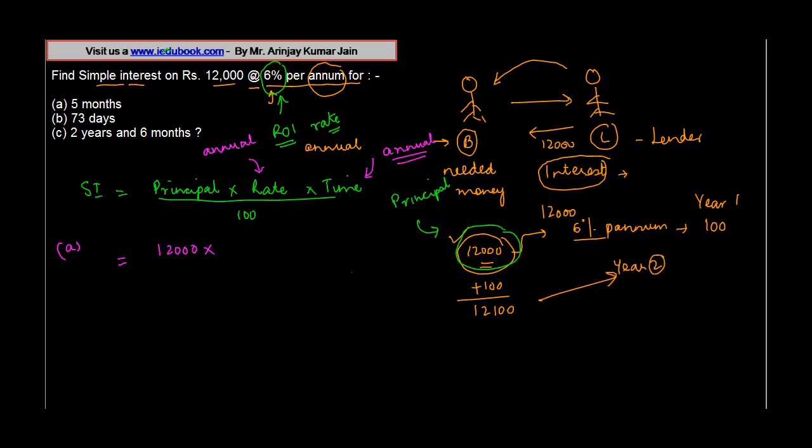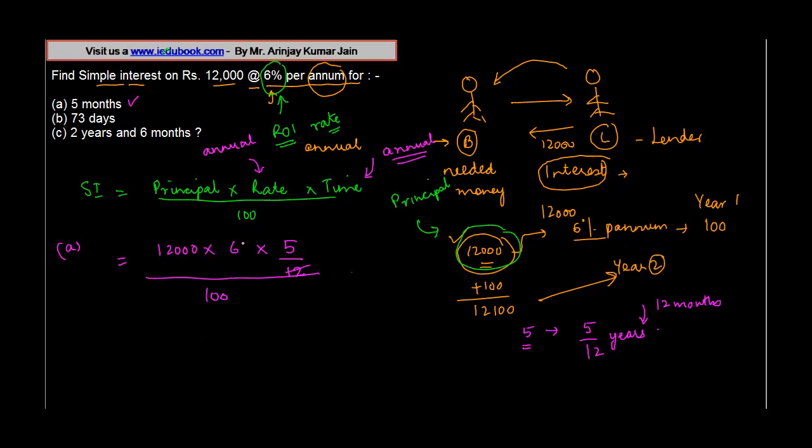What is the rate of interest? Rate of interest is 6% per annum. So this in any case is annual, so I don't do anything. 6 into time. Now time here it is given as 5 months. Now you know 5 months is equal to what? It is equal to 5 divided by 12 years, right? Because in 1 year there are 12 months. So if you convert 5 months into years, it is 5 divided by 12. So you multiply it by 5 divided by 12 divided by 100.